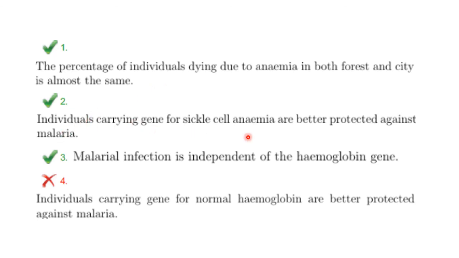Then individuals carrying gene for sickle cell anemia are better protected against malaria. Yes, because the malarial parasite will not be able to survive in the sickle shaped hemoglobin. So, individuals carrying gene for sickle cell anemia are better protected against malaria. Then malarial infection is independent of the hemoglobin gene. No. Individuals carrying gene for normal hemoglobin are better protected against malaria. No. Individuals carrying sickle cell gene are better protected.